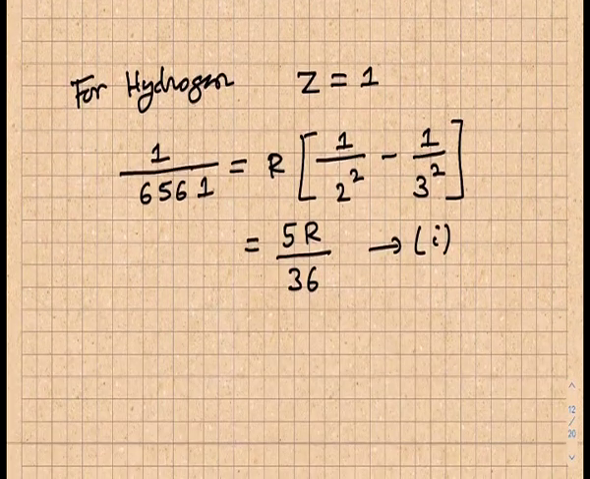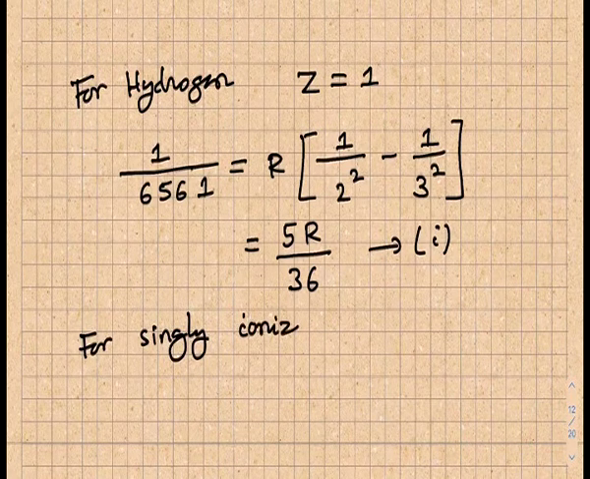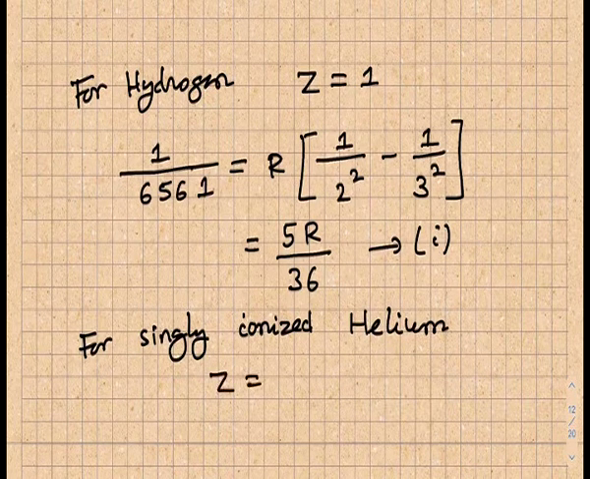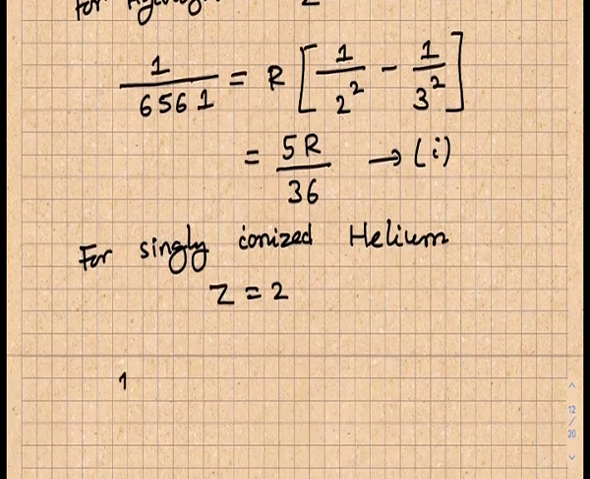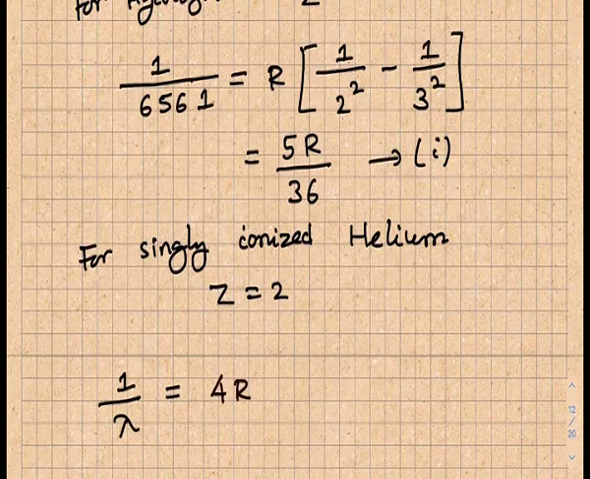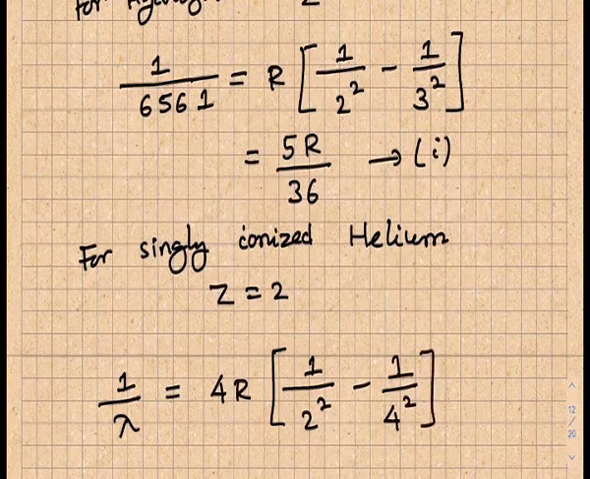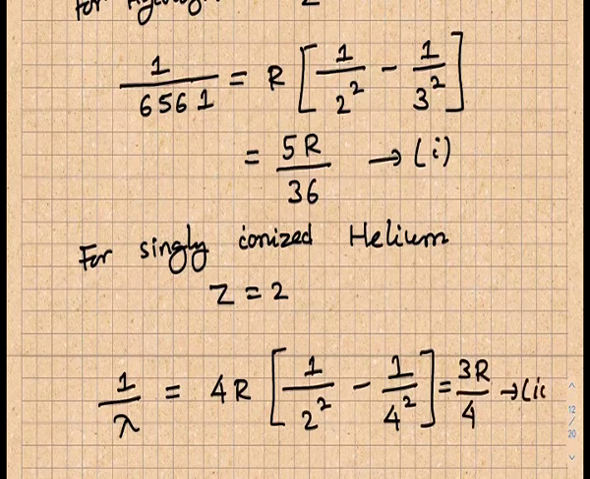And for singly ionized helium, I have Z is equal to 2. And then 1 by lambda, so it is Z is equal to 2, R Z square, so it's 4R. And then you're talking about the second line here, 2 square, and you are starting with M is equal to 4, so 4 square. And if you do it, then it would be 3R by 4, so this is your second.